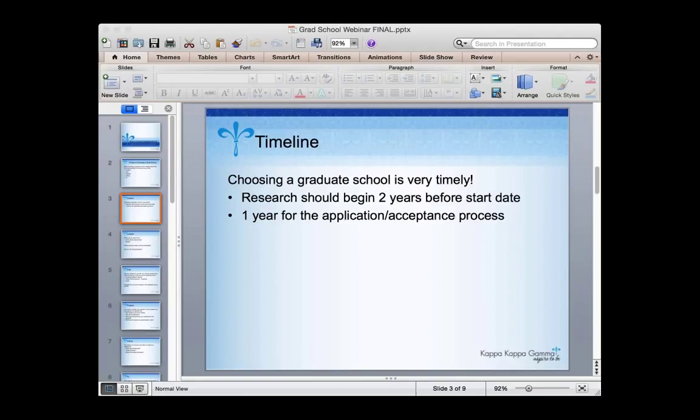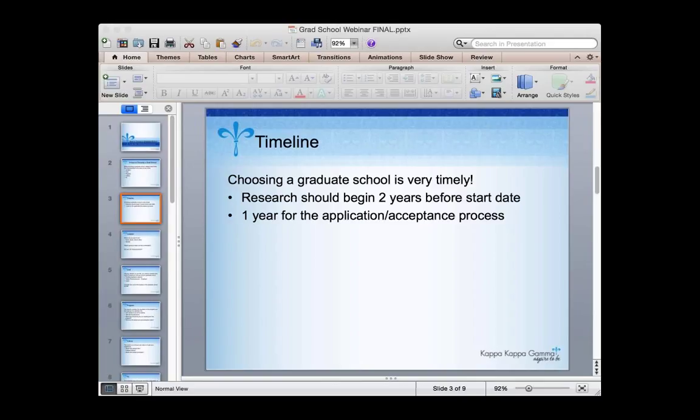Now, we've talked about the application piece. We've talked about what to do within the application. We've talked more so about the timeline. Now we need to talk about the number of applications you should submit in order to give yourself the best chance of attending graduate school.